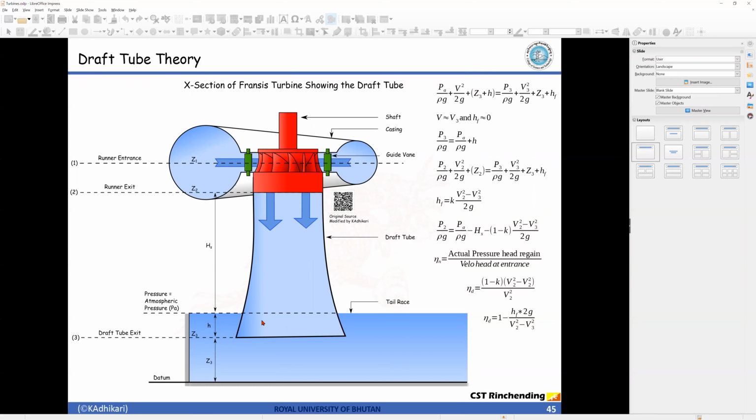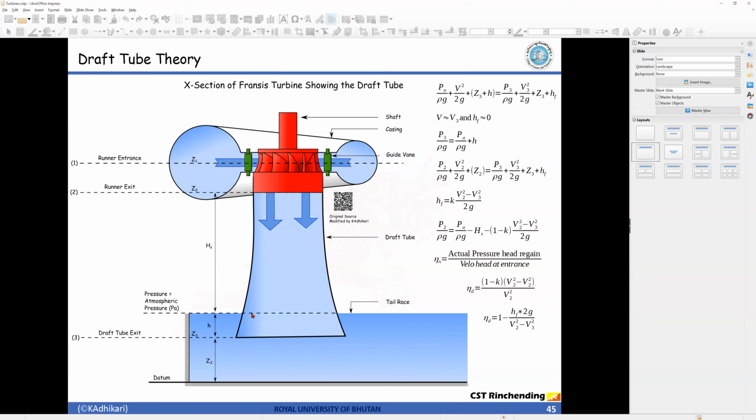Further, applying Bernoulli's principle at the exit of the draft tube and the exit of the runner, that is section 2 and section 3, we get the pressure head at section 2 plus kinetic head at section 2 plus potential head at section 2 should be equal to the pressure head at section 3 plus kinetic head at section 3 plus potential head at section 3 plus the frictional loss.